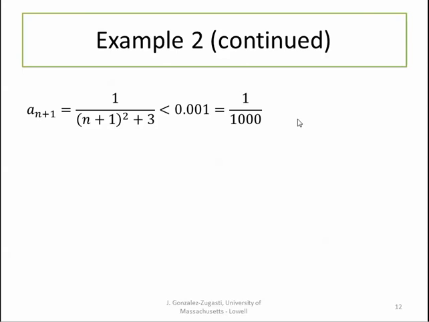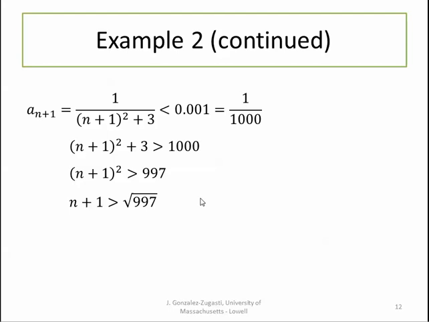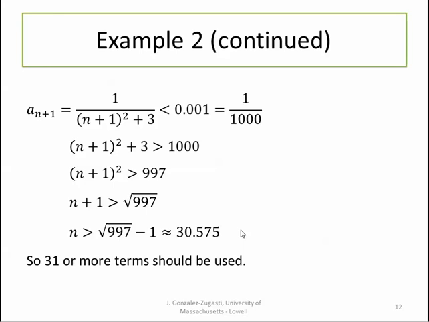So solving this equation for n, I flip it. When you flip it, you have to change the direction of your sign. I subtract 3 from both sides of the inequality. Since these are all positive numbers, I can just go ahead and take the square root of each side of the inequality, and then to get n alone, I'll subtract 1 from each side, and I get that n is going to be greater than 30.575. So that means when I choose my n, I should choose n equals 31. That means I need 31 or more terms in order to get a good approximation.